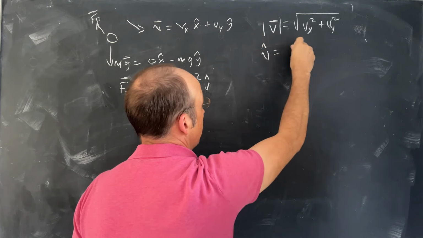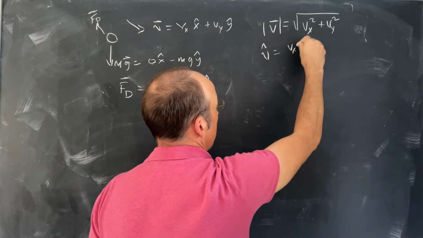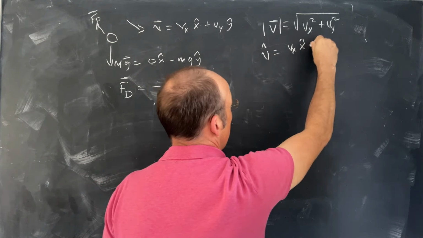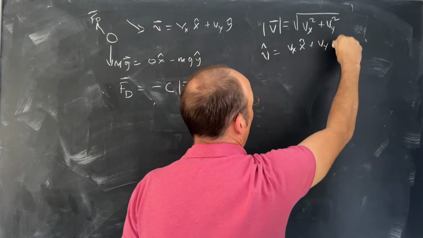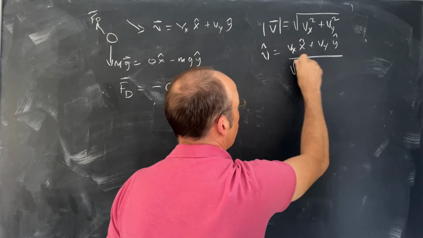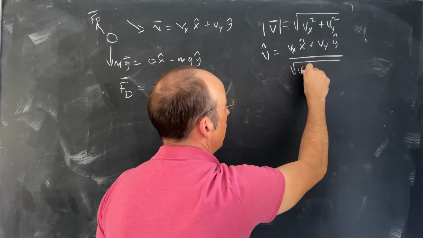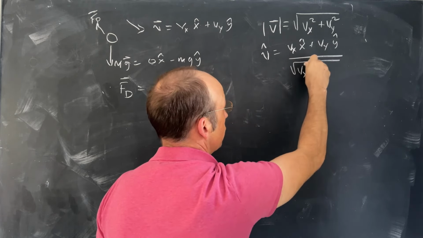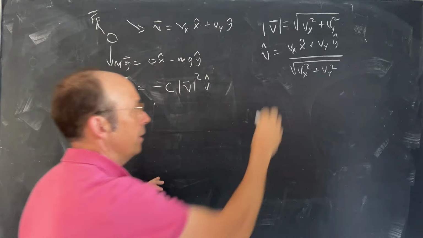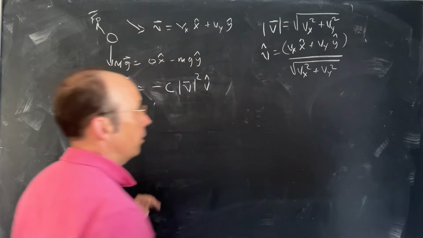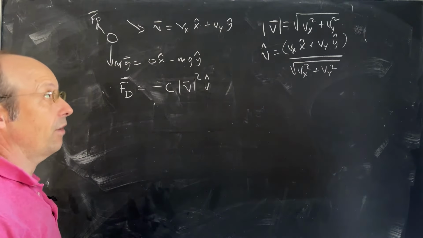V hat is going to be vx x hat plus vy y hat over the square root of vx squared plus vy squared. And so in this case, I'm dividing that by this and this by this, but I wrote it as one thing because I don't think it really matters too much. But that I can write as my expression.